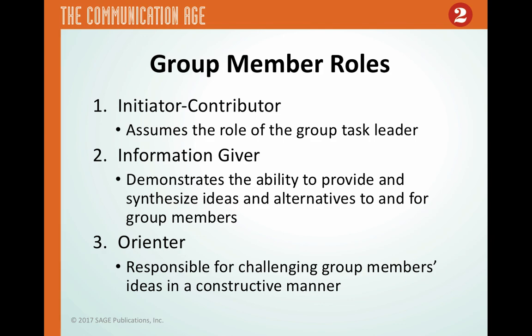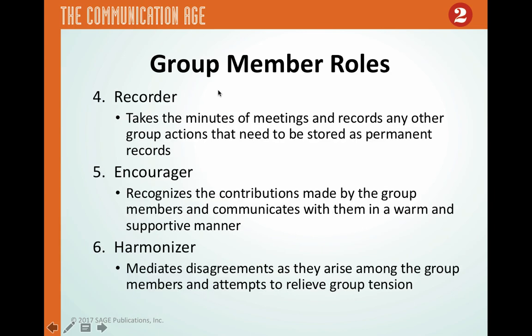There's an orientator. This person is usually responsible for challenging group members' ideas in a constructive manner. They kind of play devil's advocate sometimes and say, well, this is a good idea you have here, but have you thought of this? Oh, this is great, but how can we make it better? That type of person does that, and they try to be constructive in their feedback. There's a recorder. This is the person that takes the minutes of meetings and records any other type of group actions that need to be stored for permanent records.